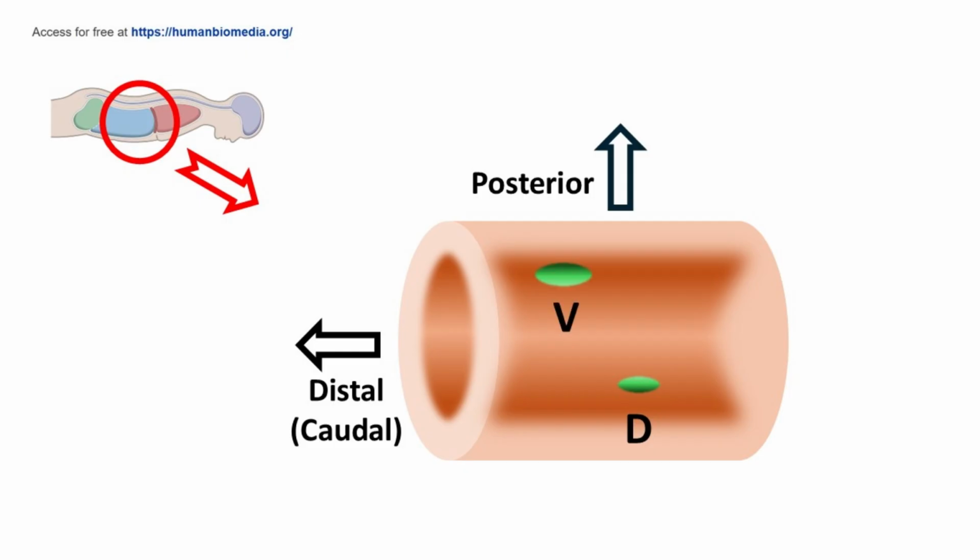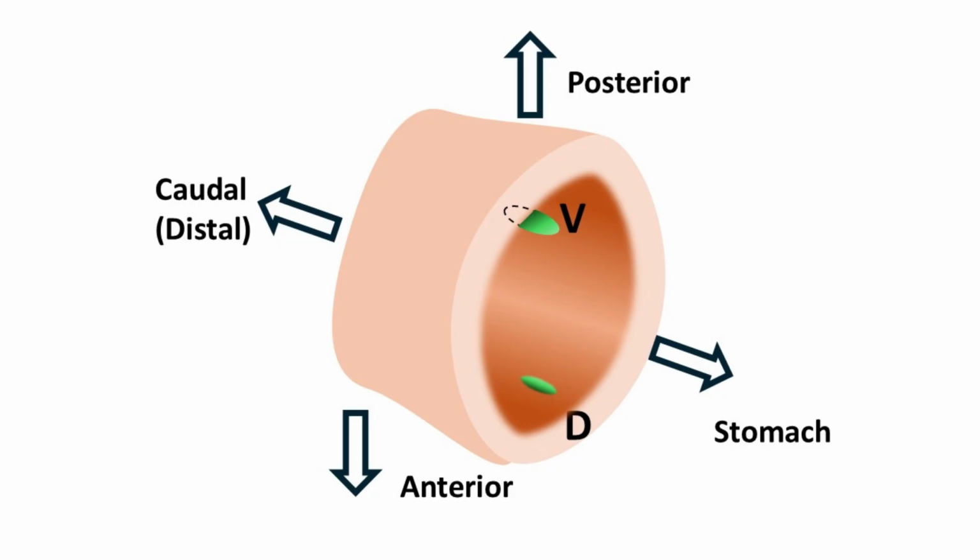Right here. The ventral duct opens at this point. It is located distal and posterior to the dorsal duct opening. Distal and posterior. Keep that in mind. Now, let's look at the duodenum from a different angle. Do you see the relationship?